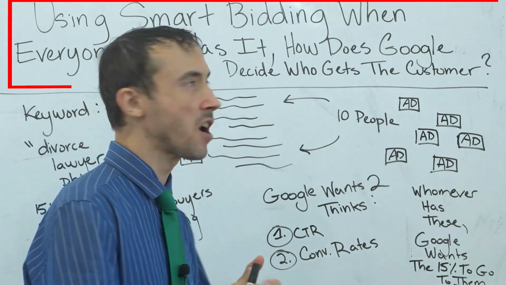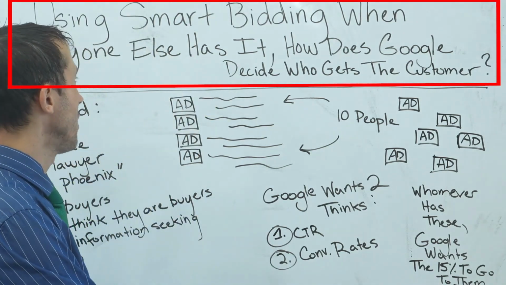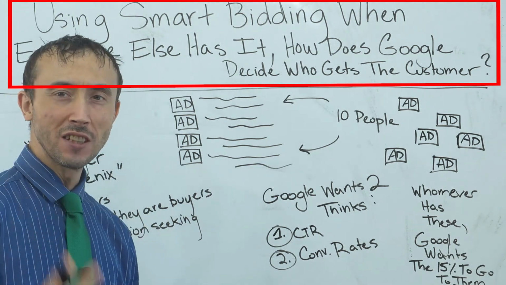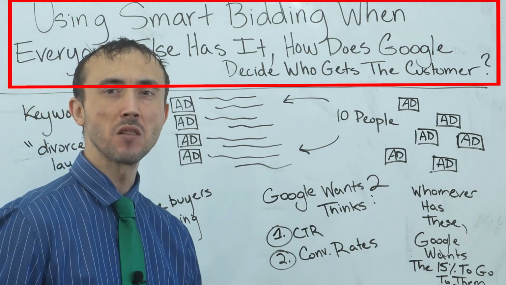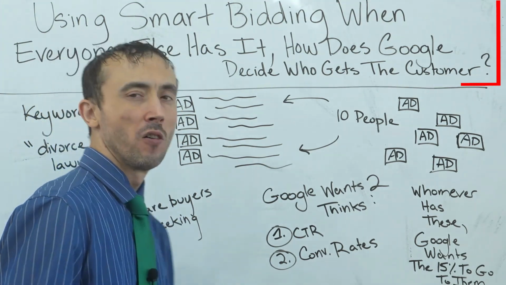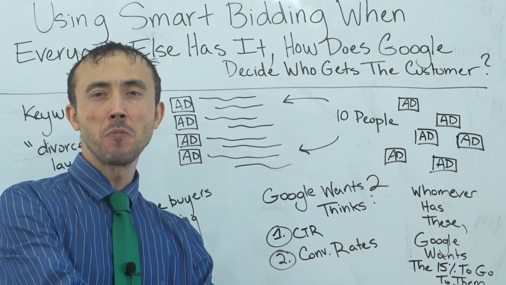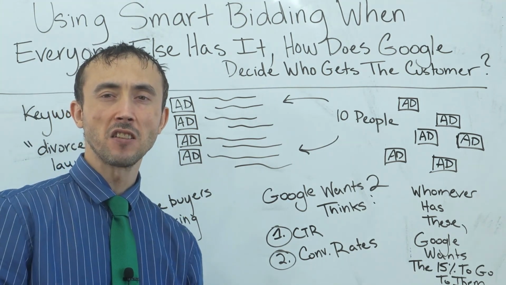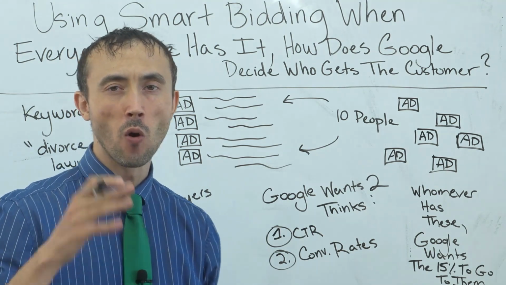Today's video, we're going to talk about using smart bidding when everybody else has it. How does Google decide who to send the customers to? Now, this is something that a lot of people don't consider when they're going to take their money and invest it into Google advertising for their business.